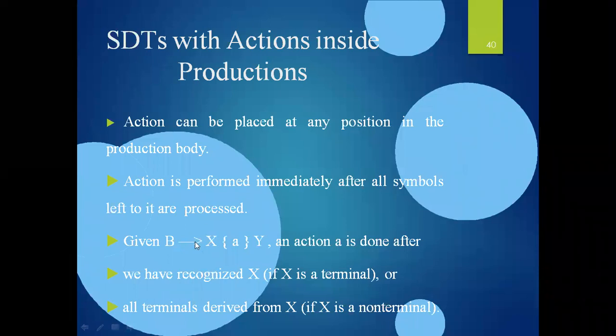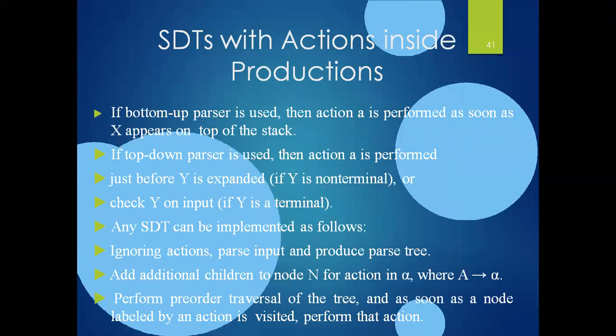After recognizing the X, then we recognize the a. That means an action A is done after the X, or sometimes after all the terminals derived from the X, if X is a non-terminal. For example, X is defined with another rule. So whatever rules we have for the X, all the terminals for that non-terminal should be derived, and then comes the action inside the production.